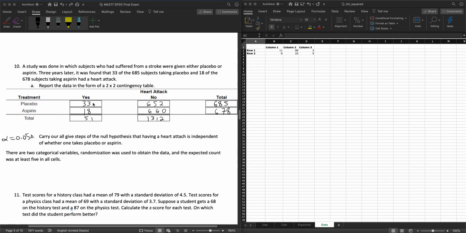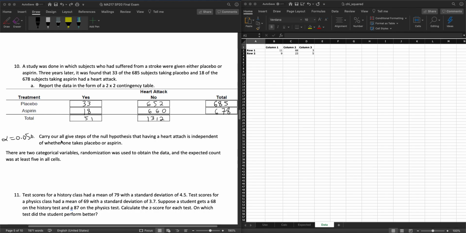So 33 of the placebo and 18 of the aspirin takers both had heart attacks, out of 685 and 678 respectively. For the no column here, we would have 685 minus 33 to get 652, and 678 minus 18 to get 660. This column adds to 1,312, and this column adds to 51.